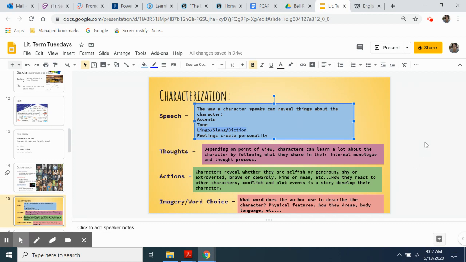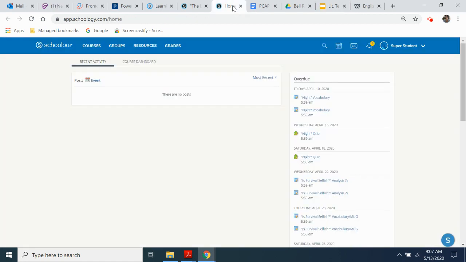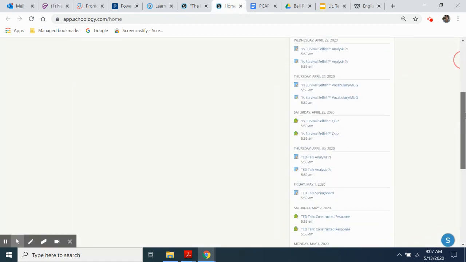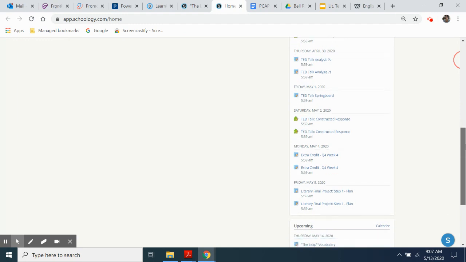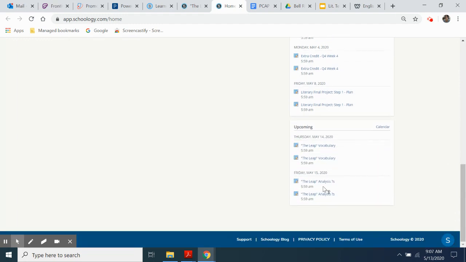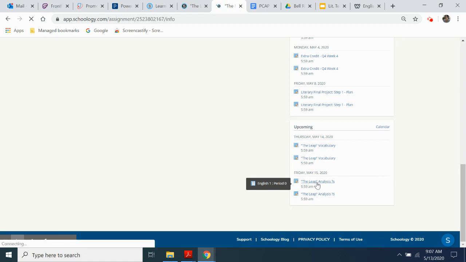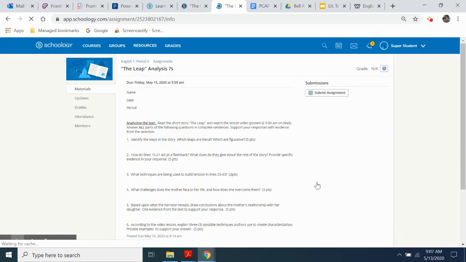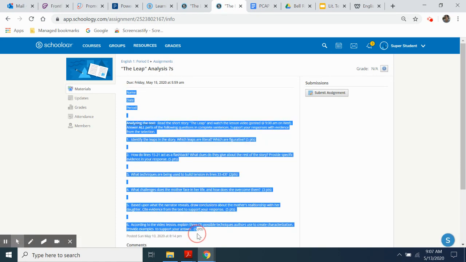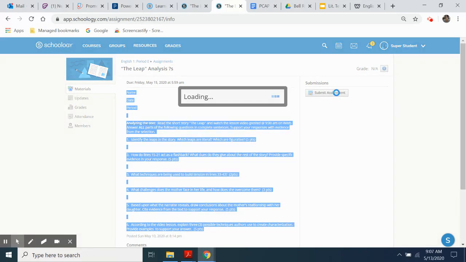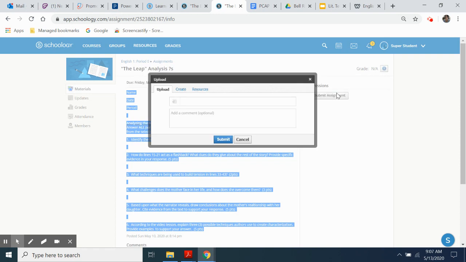So I think that will help you get through your assignment today, which is in Schoology. And just as a reminder, you go out to Schoology, you click the assignment, which will be your LEAP analysis questions, and you'll copy and paste those into the Create tab. So I just highlight, I copy them, Control C, then I go to Submit, and it will load. I have like a gazillion tabs open.